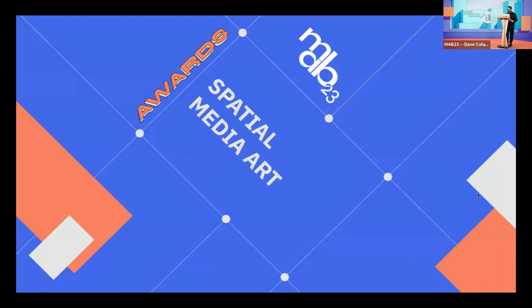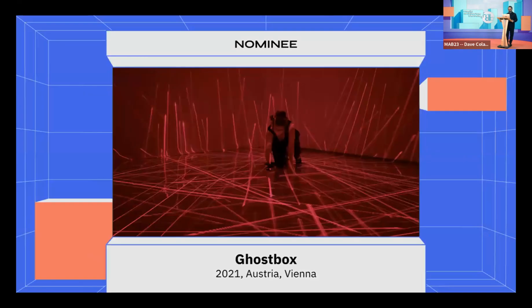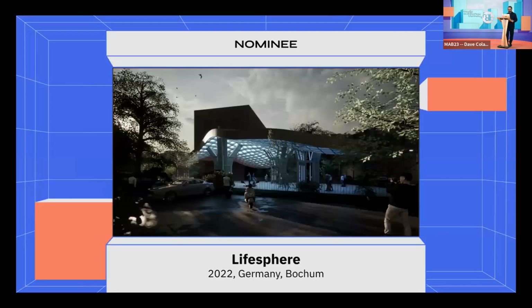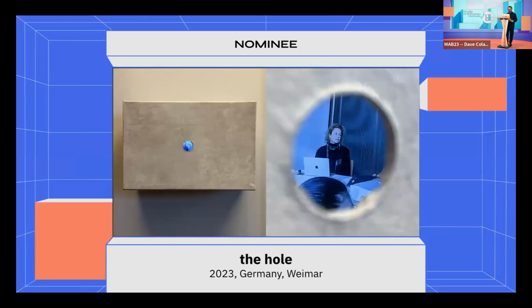Okay, on to our next category, spatial media art. These are projects produced at the intersection of architecture and media art. They add compelling layers of meaning to places to activate, challenge, and shape public spaces in innovative and artistic ways. The nominees for this category are Ghost Box, Life Sphere, and The Whole.